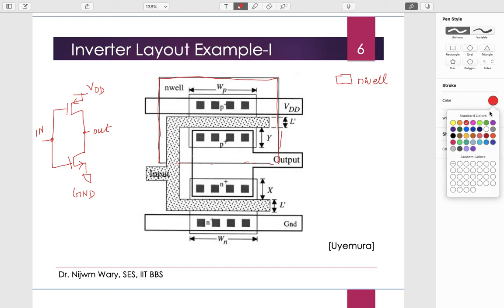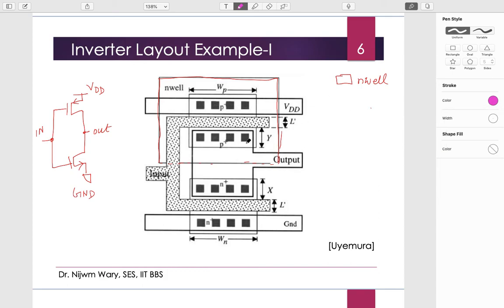Some red color, and then there may be some different color codes. That's pink, like that. So this pink may represent maybe this p plus region, right? There is this p plus region, and there is n plus. Of course the substrate connection is not shown here, but there will be a body or bulk connection, right?